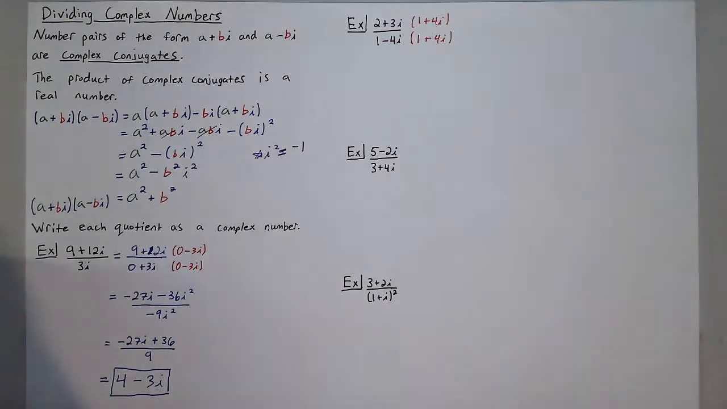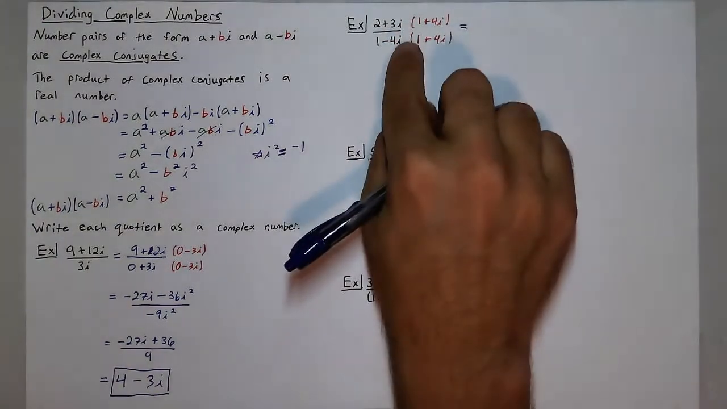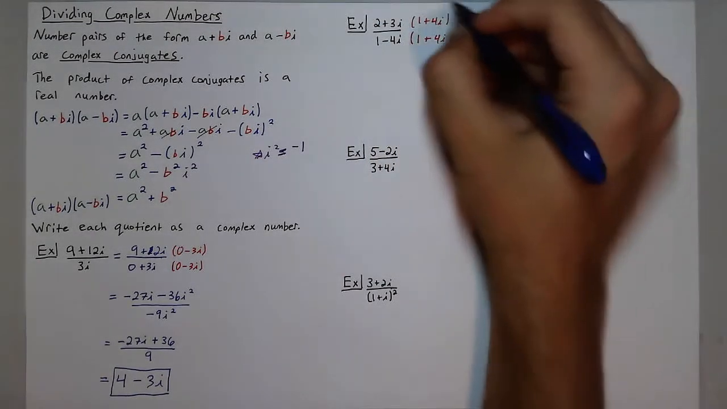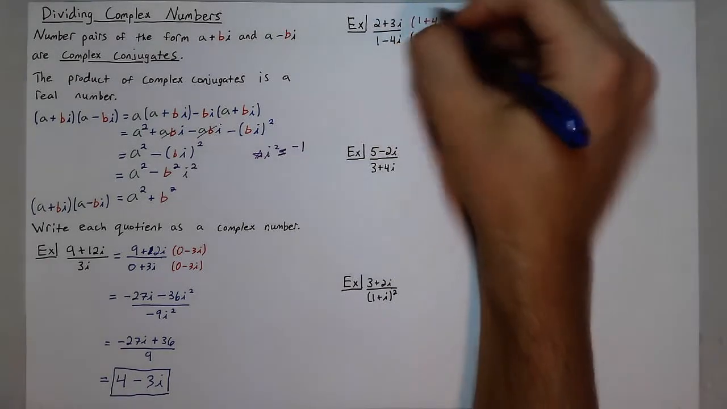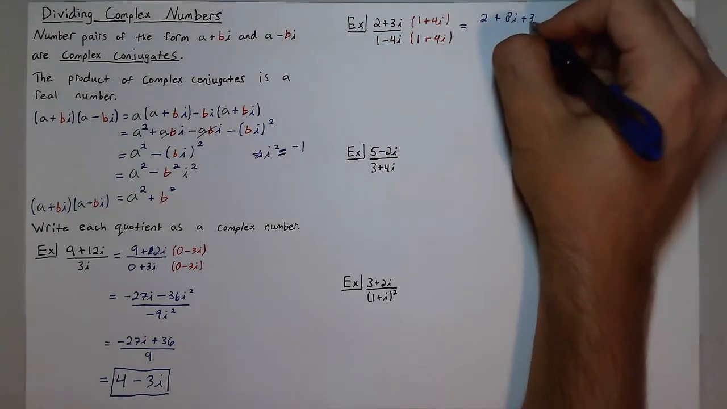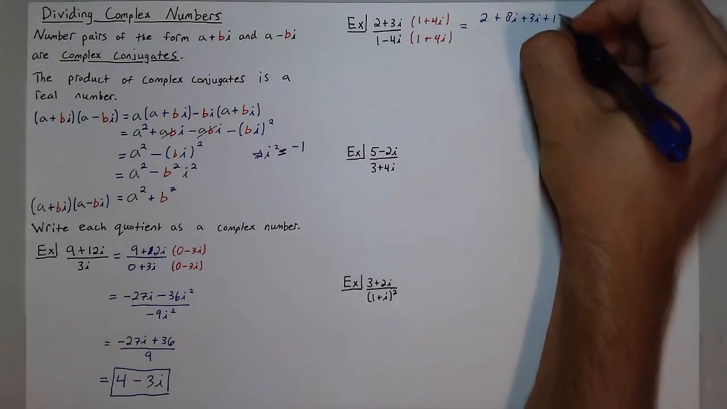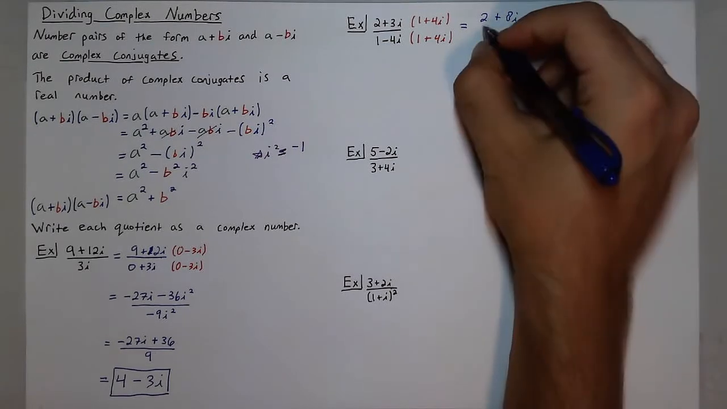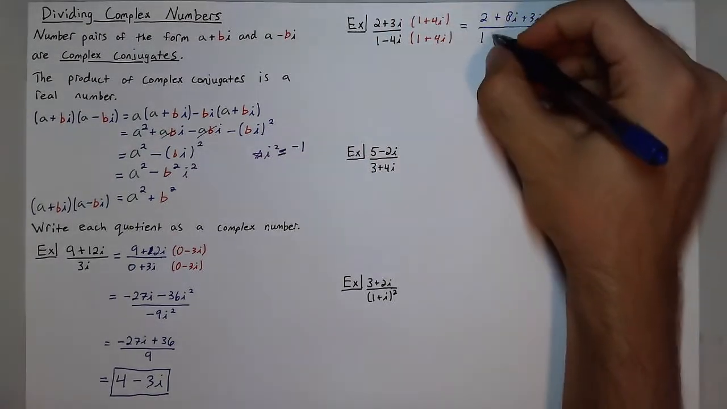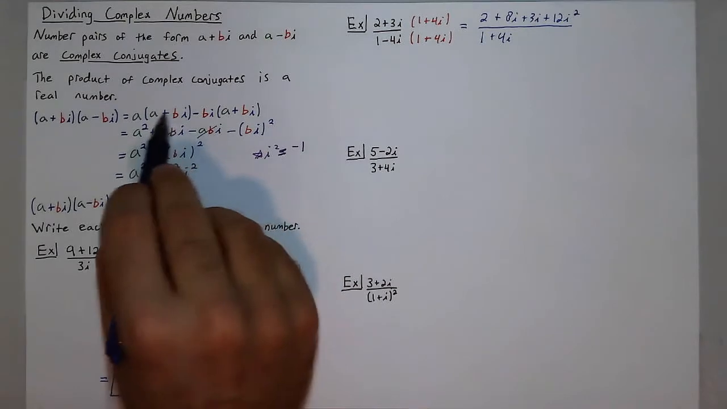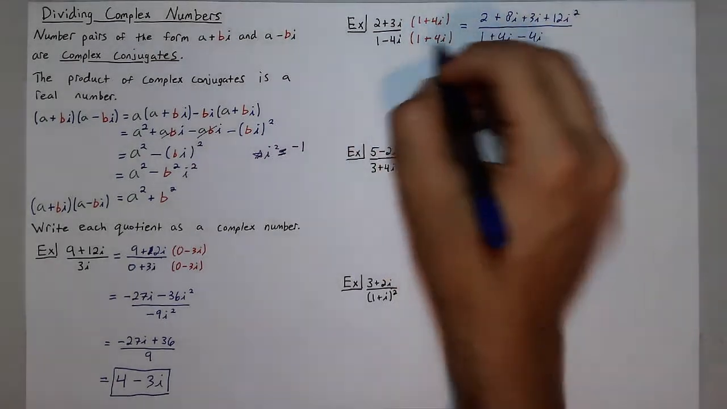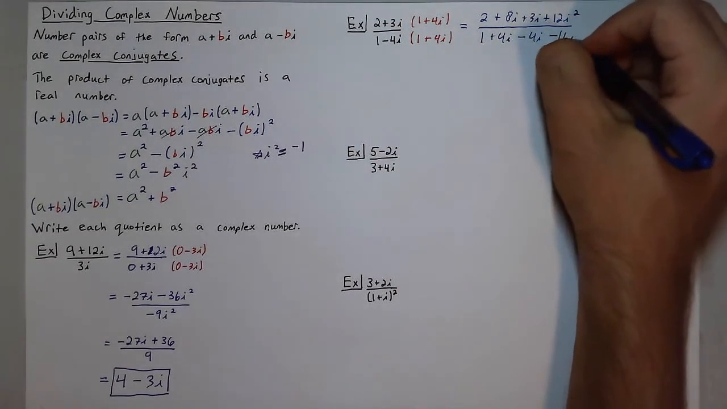And when I multiply these out, in my numerator, I'll get 2, which would be 2 times 1, plus 2 times 4i, which is 8i, 3i times 1, so plus 3i, and then plus 12i squared for 3i times 4i. Then in my denominator, I'll have 1 times 1, which is 1, 1 times 4i, which is positive 4i, and again, I'm just distributing.